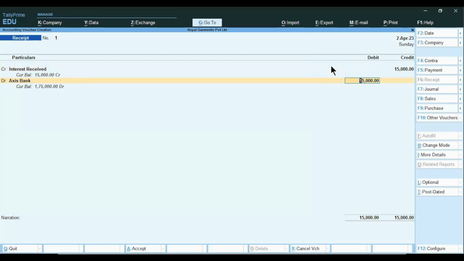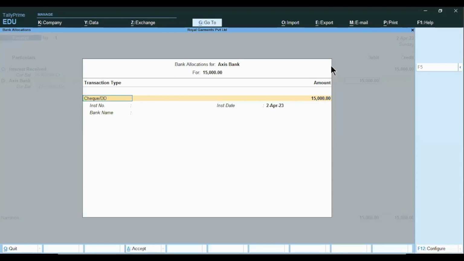Enter. And as we have selected Axis Bank, it will go to a second screen where you need to give allocation of the amount received in the bank. Suppose we have received a cheque in the form of interest received. So cheque of rupees 15,000. The instrument number means cheque number, whatever the cheque number is, you can input over here. These things are very important when we go for BRS, bank reconciliation. So cheque numbers are always important and cheque dates are also important.